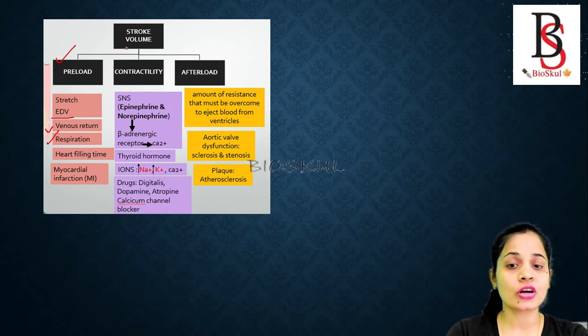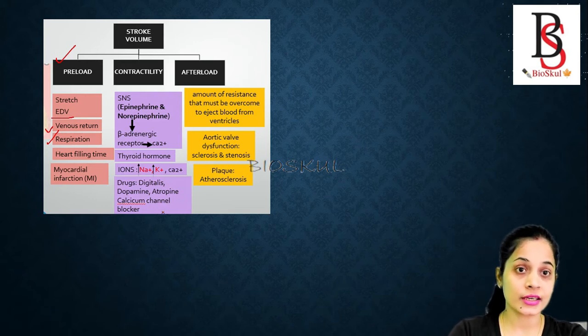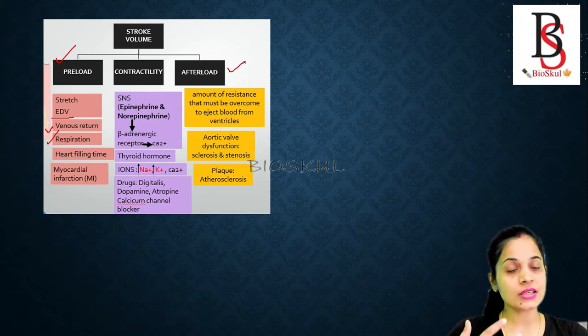Similarly, certain drugs like digitalis, dopamine, and atropine increase the contractility of the heart, whereas the calcium channel blockers decrease the contractility. Then afterload. What is afterload? It is the amount of resistance that must be overcome in order to eject the blood from the ventricle. It is known as the afterload.